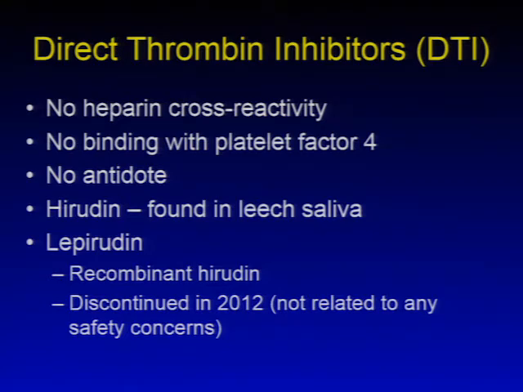Now, hirudin was the first isolated, found in leech saliva. Lepirudin is a recombinant hirudin made in the lab. Unfortunately, it's no longer available. In 2010, it was discontinued because Bayer could not get any lepirudin from the original manufacturer, so it is just no longer available.